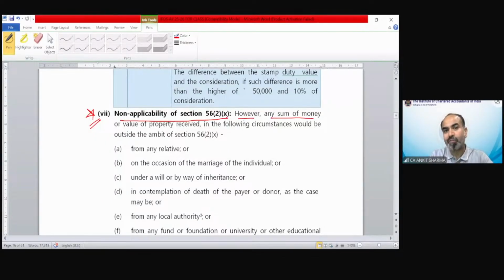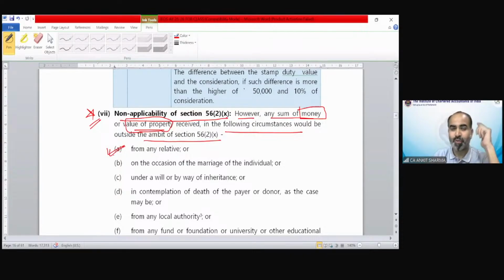However, any sum of money or value of property, so you can see it is applicable for monetary as well as non-monetary, in the following circumstances would be outside the ambit of section 56(2)(x). If the gift has been received from any relative, whether it's monetary or non-monetary, that is outside the purview of income from other sources taxability. How much amount, whatever amount, does not matter. 5 lakh, 50 lakh, whatever it is.